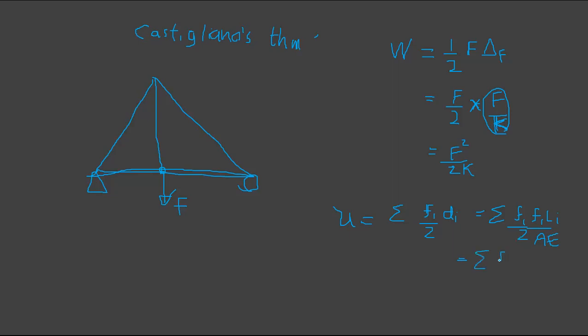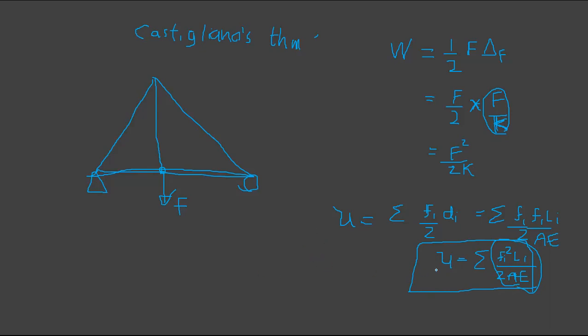So that's going to be Fi squared Li over 2A. This is the strain energy due to the axial loading in a member. When you sum it up, you take all the members to get the total strain energy in each member.